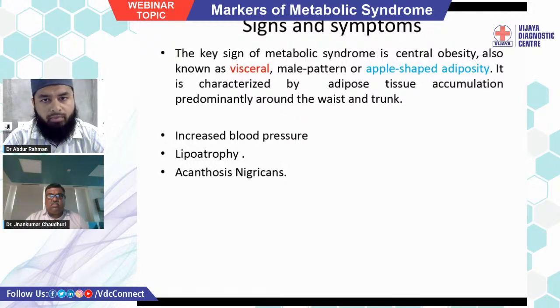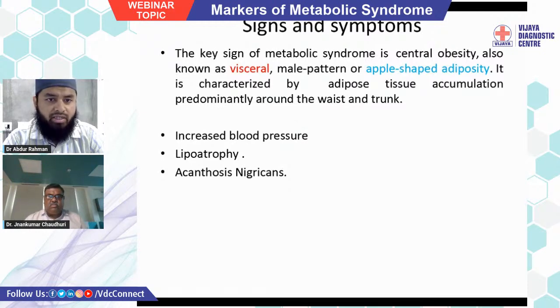Now, increased blood pressure is another sign. Lipoatrophy is another sign, and acanthosis nigricans is another sign. Lipoatrophy, as already discussed, is an abnormal distribution of fats in the body, because we should have a uniform distribution. If some parts of the body have no fat and some parts have too much fat, that correlates with visceral obesity. And acanthosis nigricans is a feature like darkening of the skin areas.